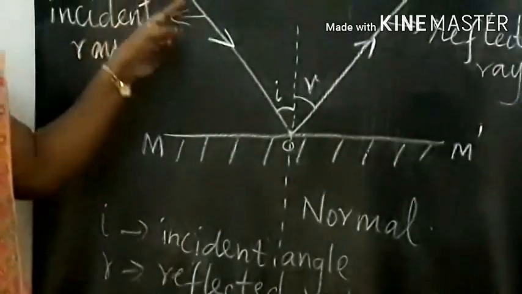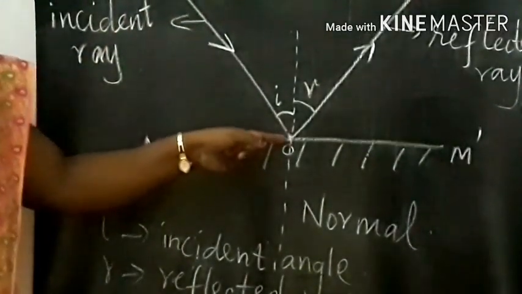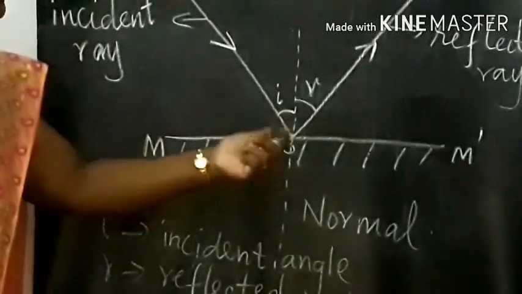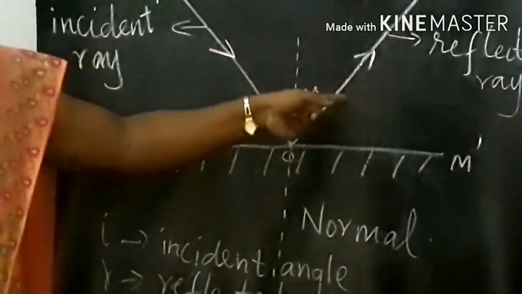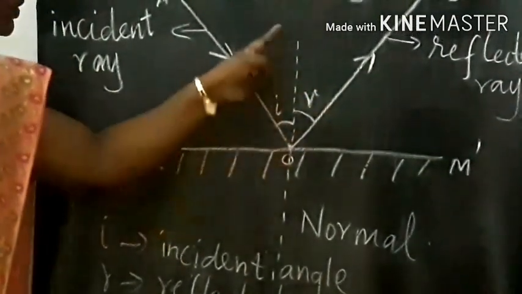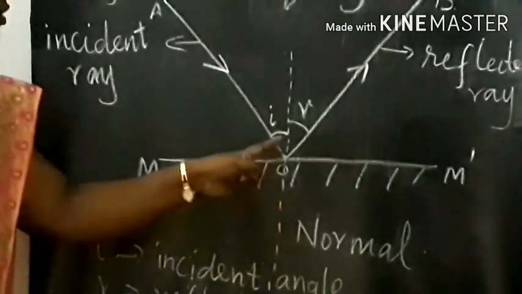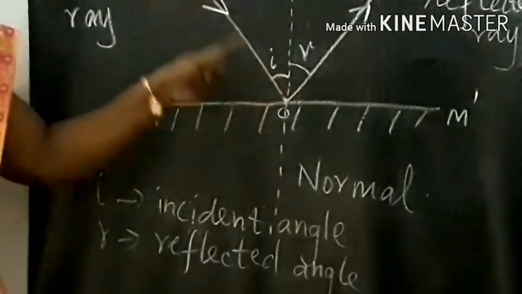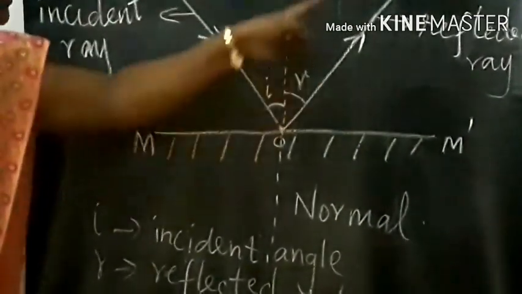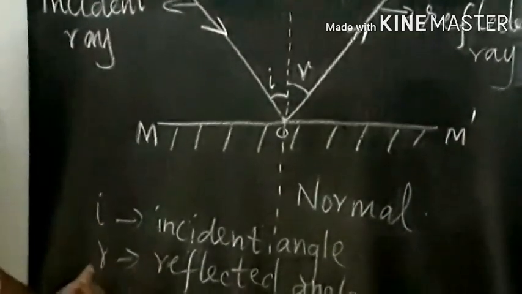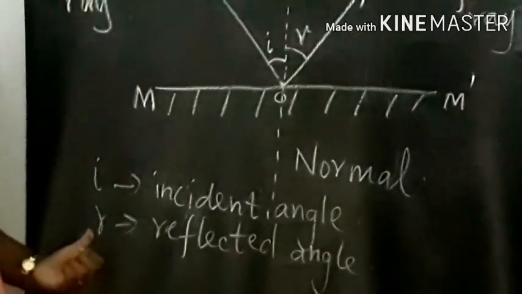So this is a light ray AO, incident at a point O, which gets reflected. AO is the incident ray, OB is the reflected ray. At the point O, we draw a line called the normal, which forms an angle I with the incident ray and an angle R with the reflected ray. I is called the incident angle and R is called the reflected angle.